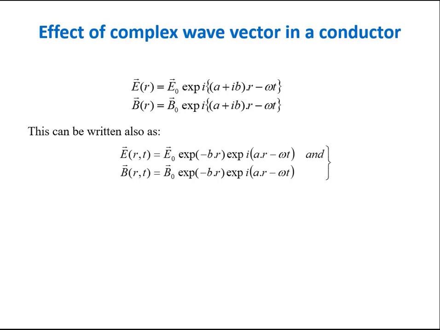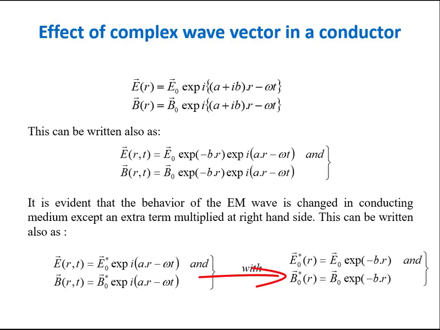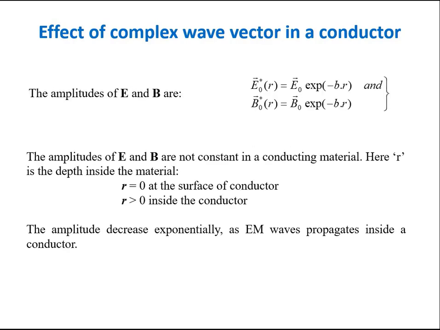Let us represent these different amplitudes, which are varying with r, by a star on them. So E and B are written as these equations. Here E0 star and B0 star are the varying magnitudes of E and B, given by E0 exponential minus br, and B0 exponential minus br. Here r is the depth inside the material, r equal to 0 at the surface of the conductor, and r greater than 0 inside the conductor. So the amplitude decreases exponentially as the EM wave propagates inside a conductor.